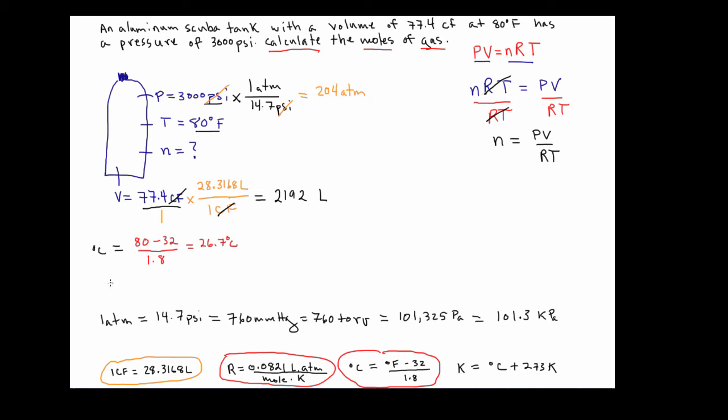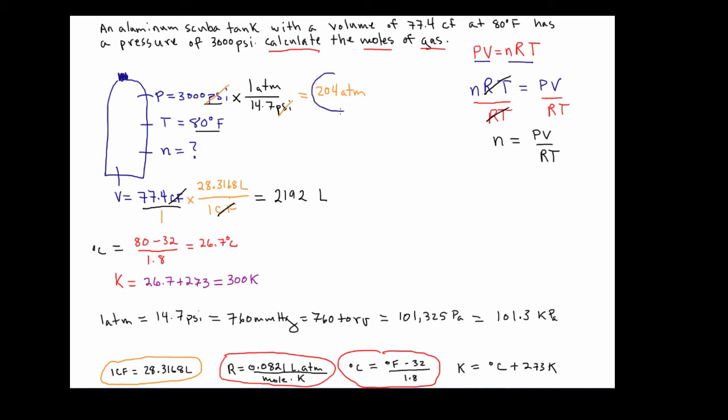Now, to get to Kelvin, because remember our constant is in units of absolute temperature, which is in Kelvin, Kelvin is much easier to find. The conversion is equal to degrees centigrade plus 273. So we take our 26.7 and we add 273 to it, and the Kelvin temperature that we're going to get here is 300 K. Okay, so now we're ready. Now we're ready to use the ideal gas equation.